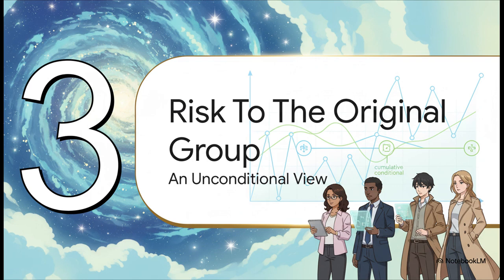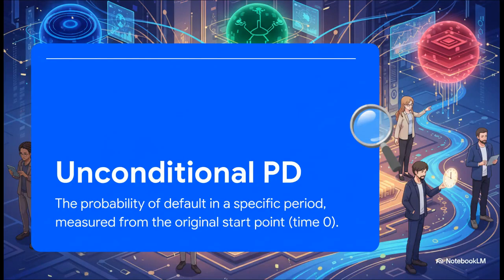This one is different again. It doesn't look at risk from the perspective of the survivors. It looks at it from the perspective of the entire group that you started with on day 1. So unlike the conditional probability, this one doesn't care who survived. It's all about how many people default out of that initial cohort. It answers the question, what percentage of my original 10,000 borrowers are going to default specifically in year 3?